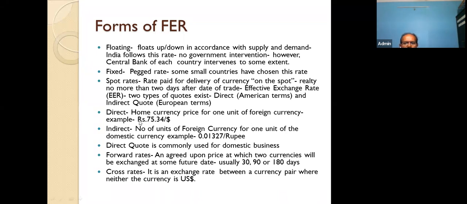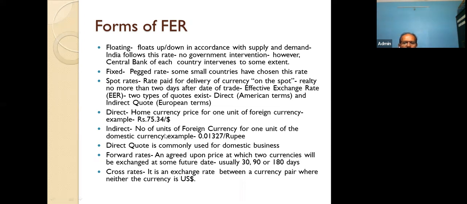Say for example, today Indian rupee 75.34 paise per dollar. If you want to buy $1, an Indian will have to pay 75 rupees. Then only they can buy $1. So this symbolic impression is known as direct.